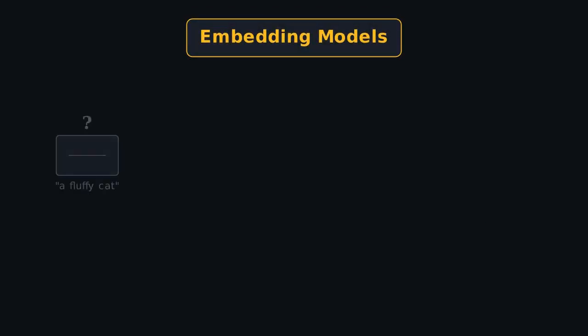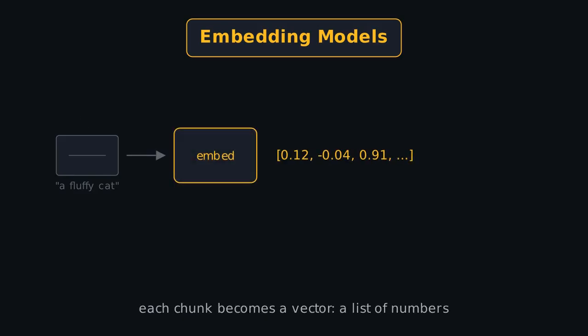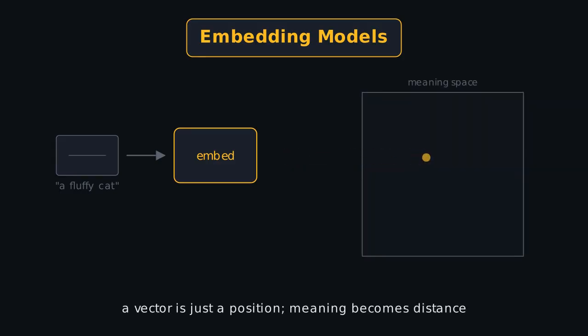Here's the core problem. A computer can't compare the meaning of two pieces of text the way you and I instantly can. An embedding model is what solves it. It reads each chunk and turns it into a vector, a long list of numbers that captures what the text actually means. The trick is to picture that vector as a position in space. Suddenly, meaning becomes something geometric.